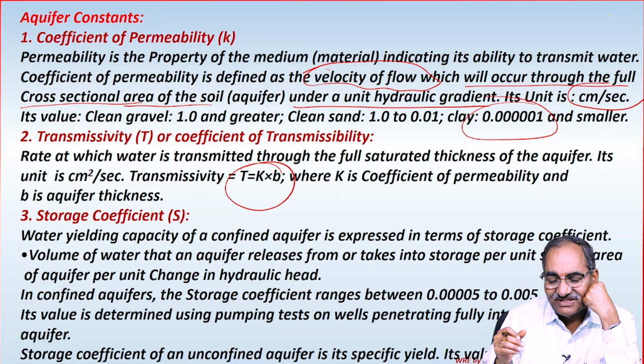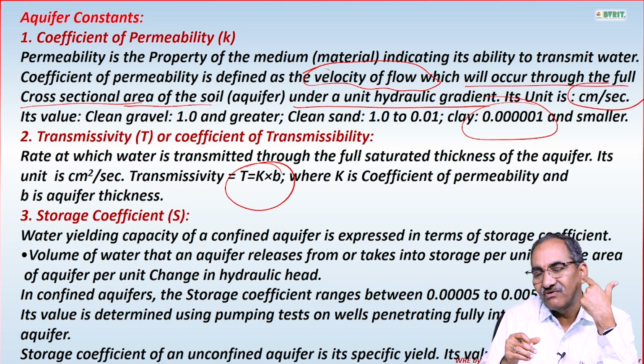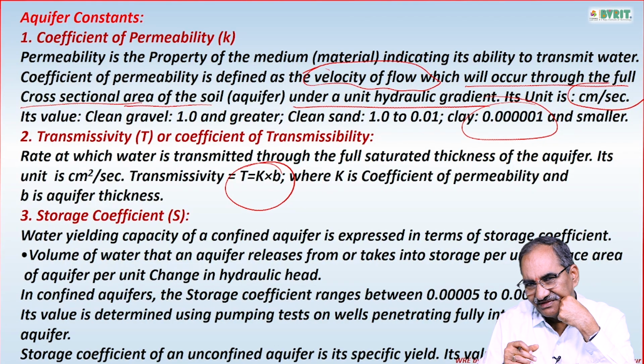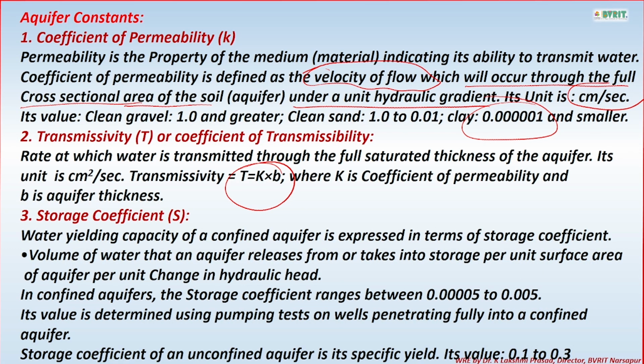Whereas transmissivity, generally we use it for confined aquifers. How to calculate transmissivity? It is nothing but coefficient of permeability into the thickness of the aquifer. What is the unit of that? The K unit is meters per second into meters. So T is equal to meters per second into meters. So naturally it is meters square per second. Please note that the transmissivity unit is meters square per second.